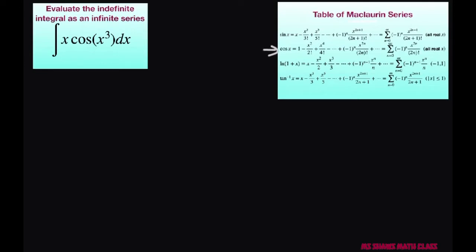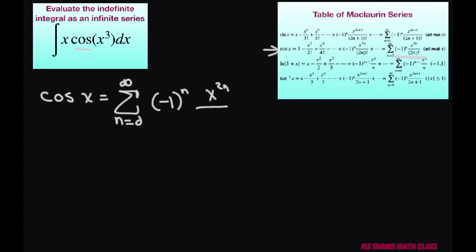I know it's hard to see. So let's look and see. We're just going to look at cosine first. So if we just have cosine of x, that equals, and I'm just going to copy this down right here, the sum n equals 0 to infinity of -1 to the power of n times x to the power of 2n divided by 2n factorial.